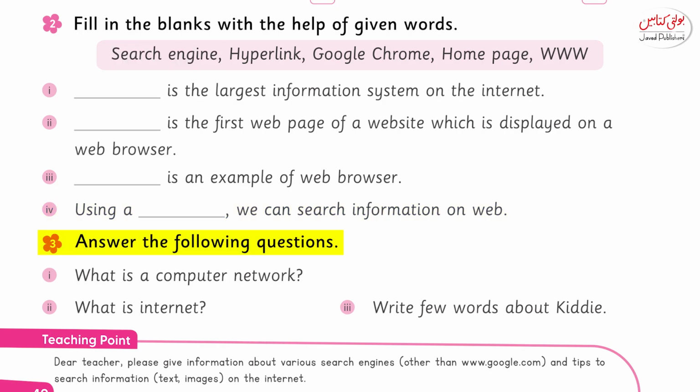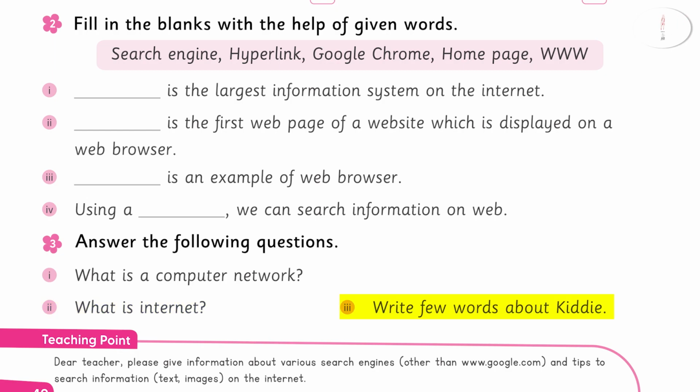Question number 3. Answer the following question. What is a computer network? A computer network is a collection of computers connected together to share information. Question number 2. What is Internet? Internet is a network of networks. It connects different computers all over the world.